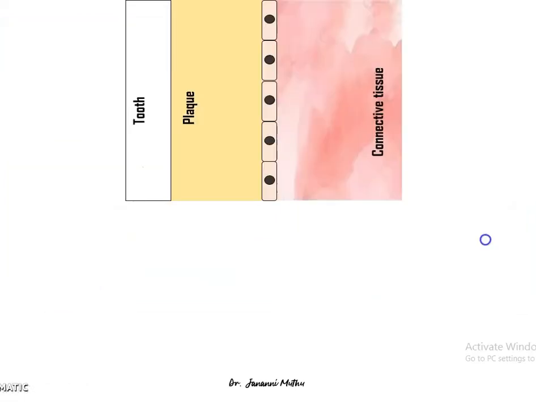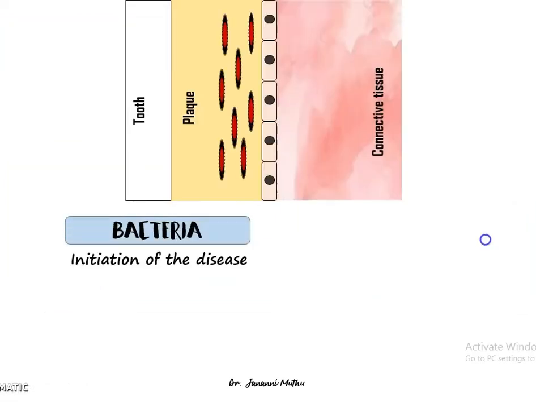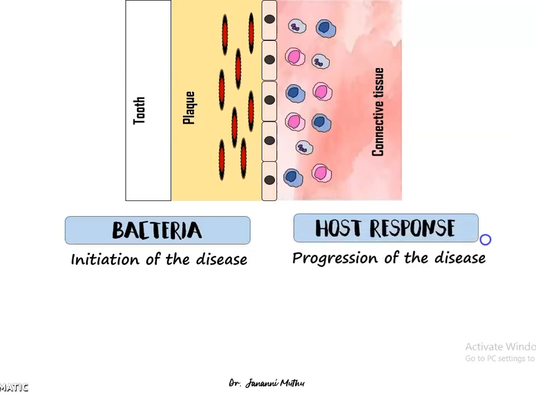For periodontitis to develop, it needs bacteria, the microbial challenge. This initiates the disease. The microbial challenge elicits a host response. When uncontrolled, this host response is responsible for the progression of the disease. Conventional treatment approaches like scaling, root planing, and use of antibiotics control only the bacterial component of the disease.